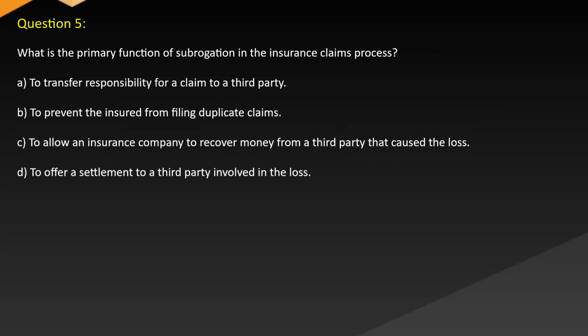Question 5. What is the primary function of subrogation in the insurance claims process? A. To transfer responsibility for a claim to a third party. B. To prevent the insured from filing duplicate claims. C. To allow an insurance company to recover money from a third party that caused the loss. D. To offer a settlement to a third party involved in the loss.